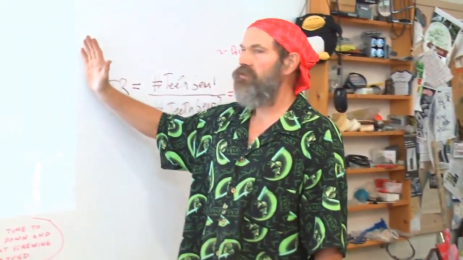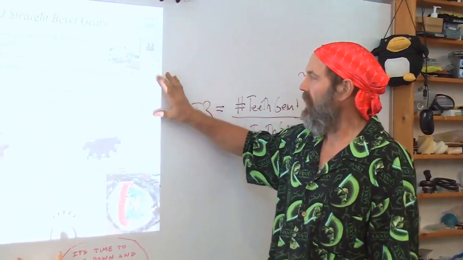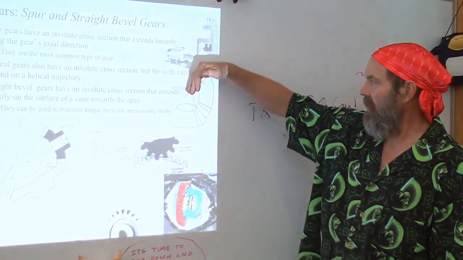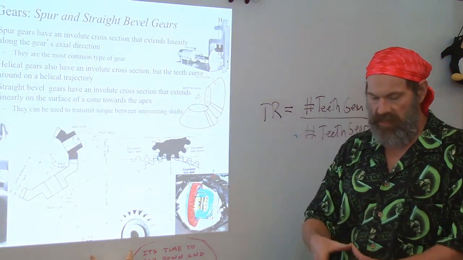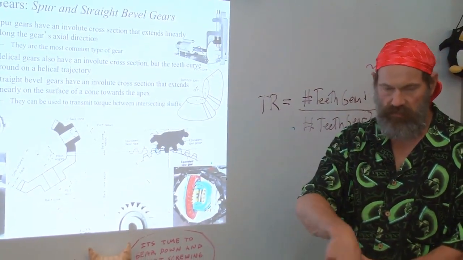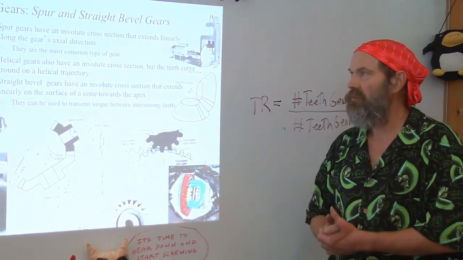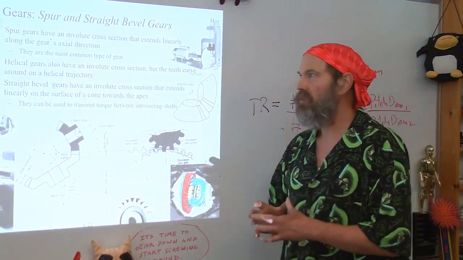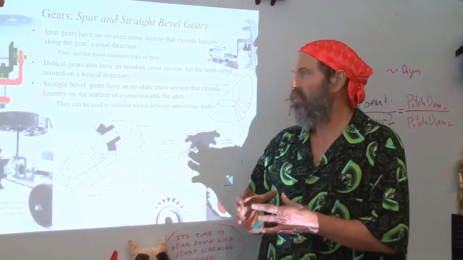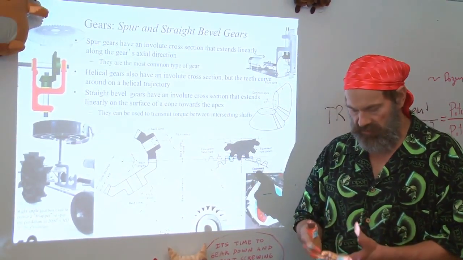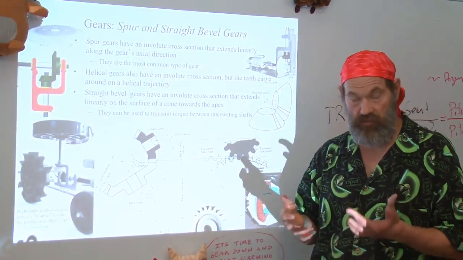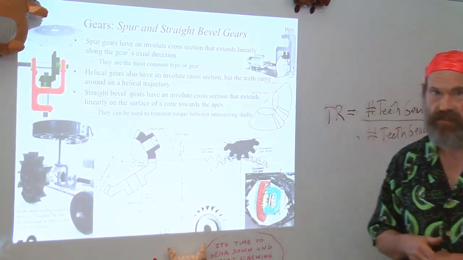So bevel gears allow you to turn angles between shafts. A bevel gear allows you to have one big gear that drives multiple other shafts. Very, very powerful design tool. Bevel gears generate large gear tooth separation forces that, if you're not careful, will cause the gears to spread apart and lose contact or have premature wear of the teeth.